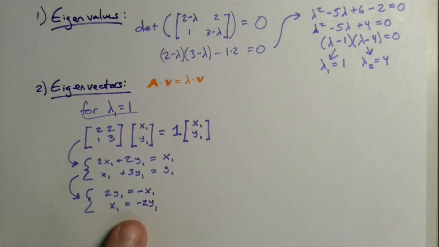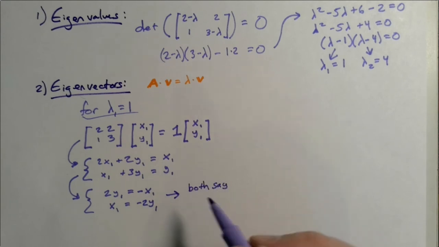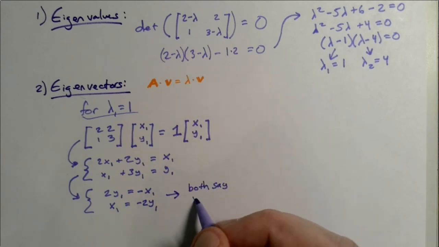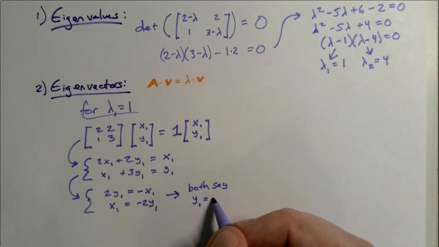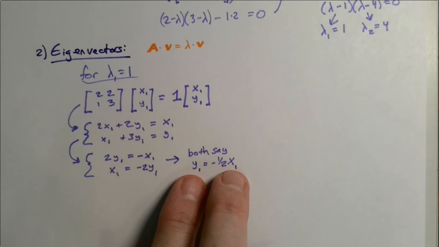Now you might think those are different equations, but when they simplify, you actually get the exact same thing. Both of them say the same thing, and they both say y1 equals negative 1/2 x1. Right? And what is that really telling me? That's telling me the direction of my vector. That's telling me the direction of eigenvector 1.